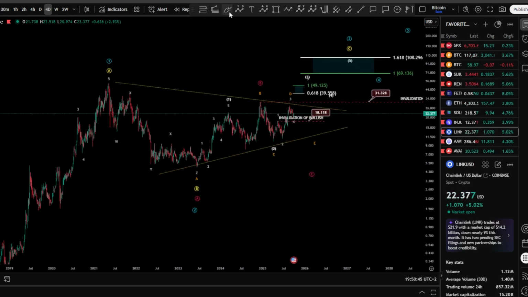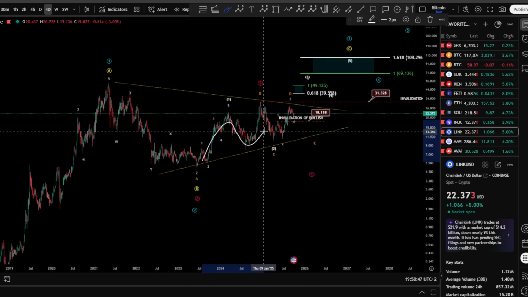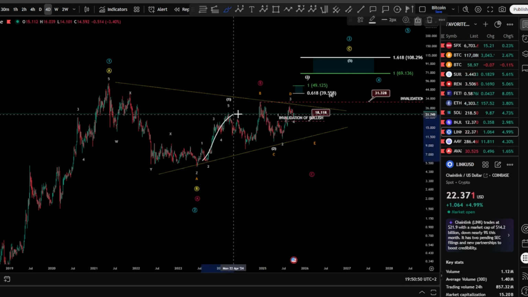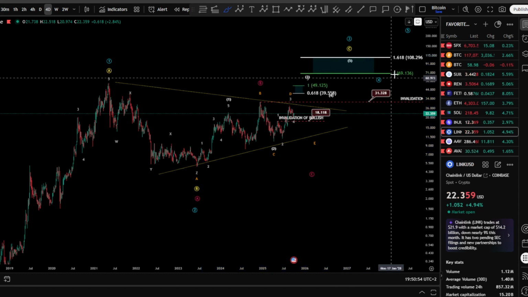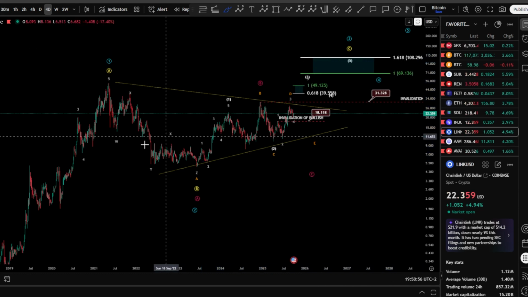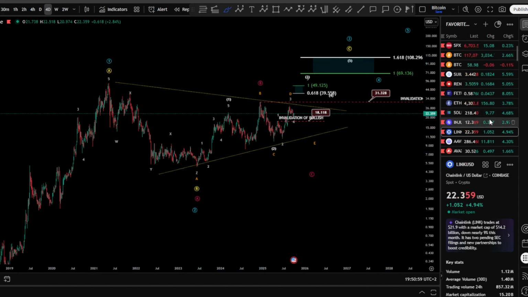And of course, if we see continuation for higher, it might be another 1-2 here, or it can be a wave 3, then having 4 and a 5, which might hit around the $70 and the $110 for a new all-time high.